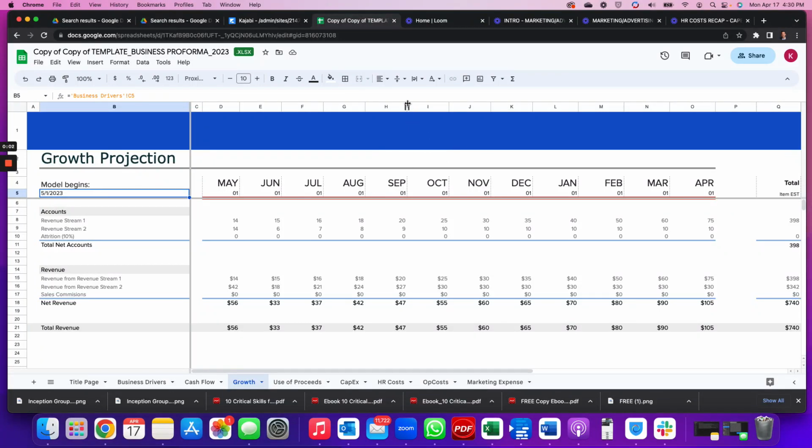Okay, welcome back to the fourth and final video in this series, where we're going through a business pro forma and covering all of the tabs you see on the bottom of my screen, and how the tabs speak to each other, and how the formulas are built in.